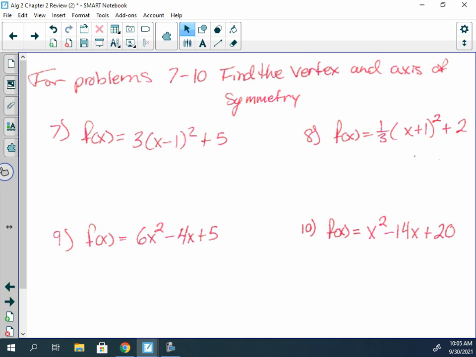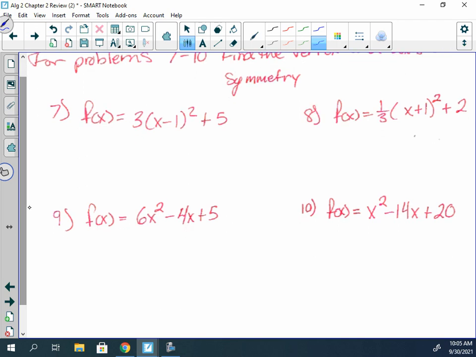Questions on 7 through 10? Which one? Number 9. Well, we can do 7 because the vertex for 7 would be what? 1, 5. The axis of symmetry would be x equals.